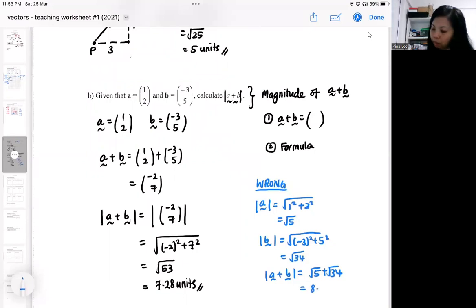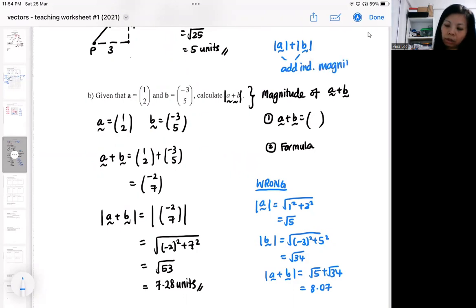So you get 8.07. Okay. If they wanted you to do this, they would say find the value of this plus this. That means this one you add the individual magnitudes. So there is a difference. So don't make that kind of mistake.